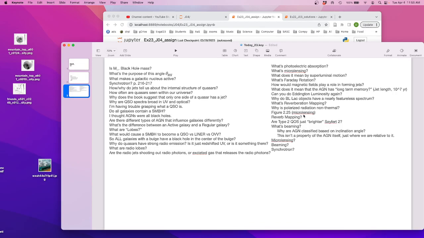What makes a galactic nucleus active? It's the accretion from the black hole. So the black hole has to be feeding on things. And if there's stuff, it will feed. So having gas in the environment around the black hole makes it active.